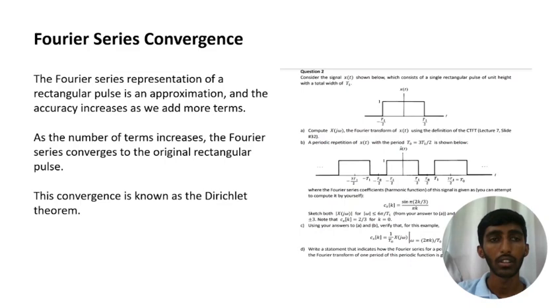Fourier series convergence. The Fourier series representation of a rectangular pulse is an approximation and the accuracy increases as we add more terms. As the number of terms increases, the Fourier series converges to the original rectangular pulse. This convergence is known as Dirichlet theorem.